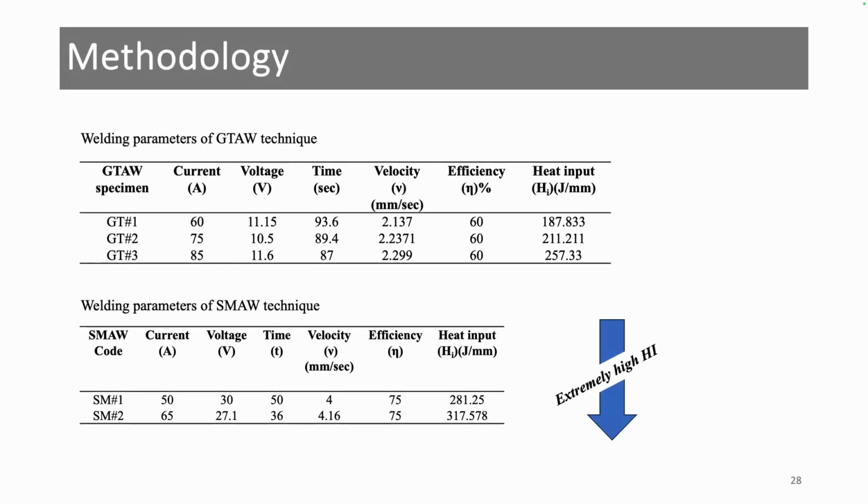Here is the welding parameter. For GTAW, we used 3 different heat inputs, 187, 200, and 250. And then for the SMAW technique, shielded metal arc welding, we use extremely high heat input, 280 and 317 joule per millimeter.